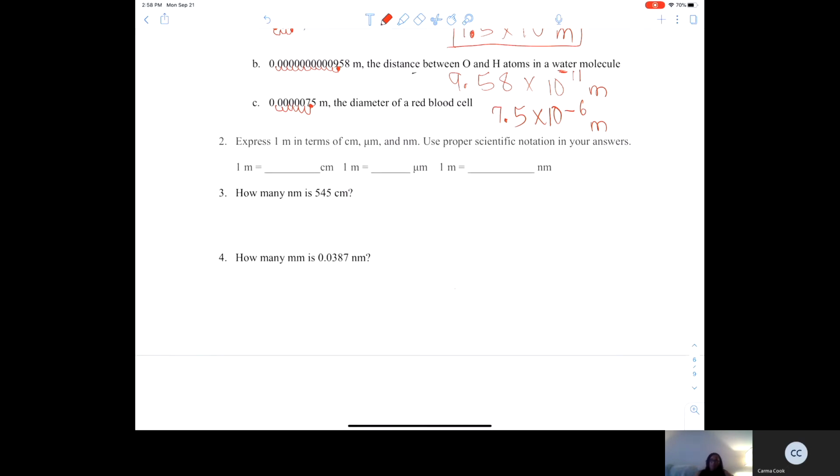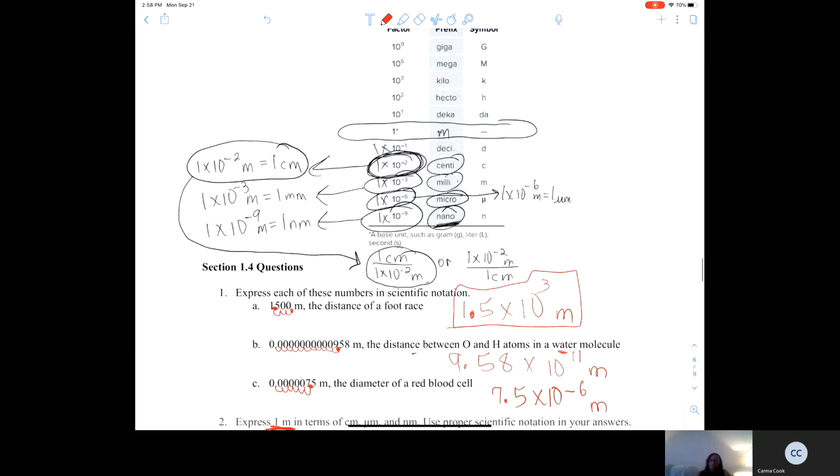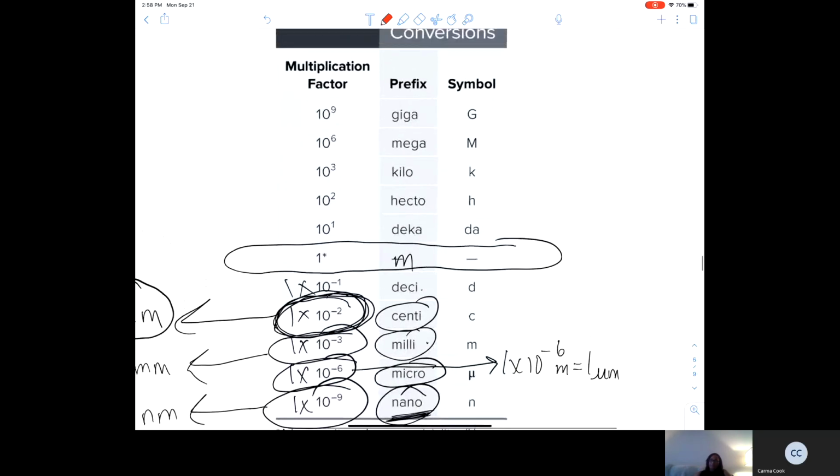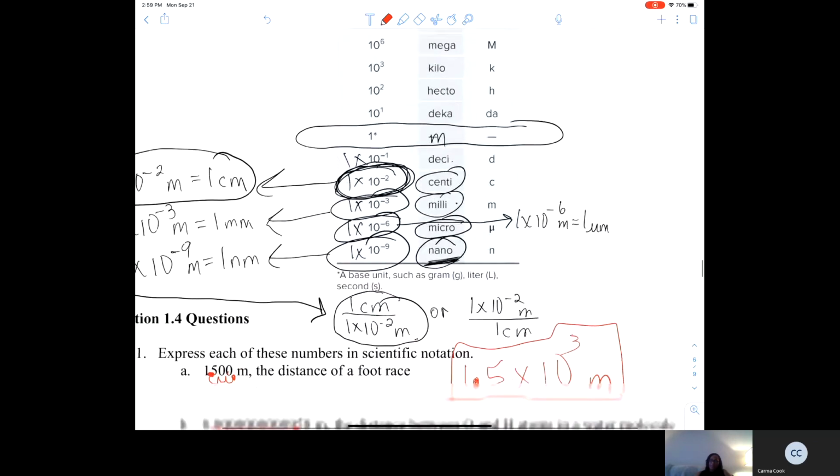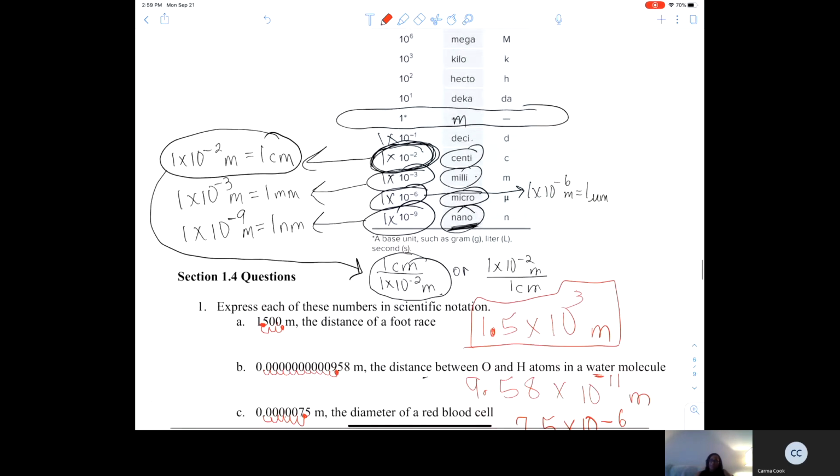Question 2, we need to convert 1 meter to centimeters, micrometers, nanometers. Here's your prefix table for metric conversions, giving you basically the multiplication factor, which is your conversion factor. This is your centimeter to meter equality, which, as we showed in the previous example, we can take that equality and convert it to a fraction, which is also a conversion factor that means the same thing as the equality. So there are 1 times 10 to the negative 2 meters per every 1 centimeter.